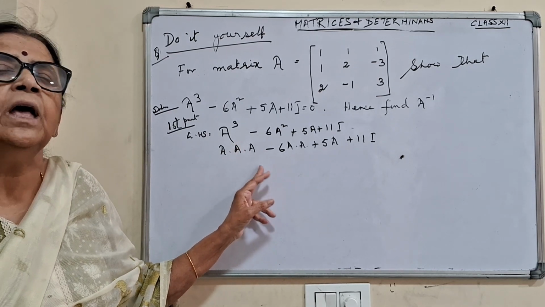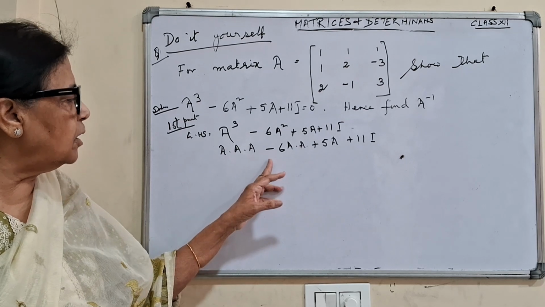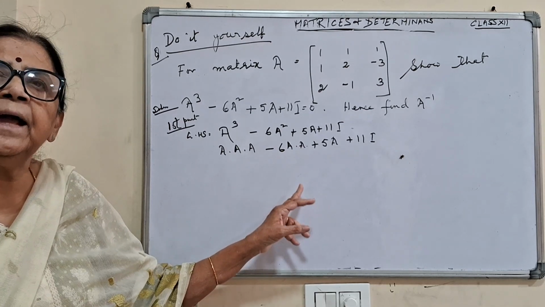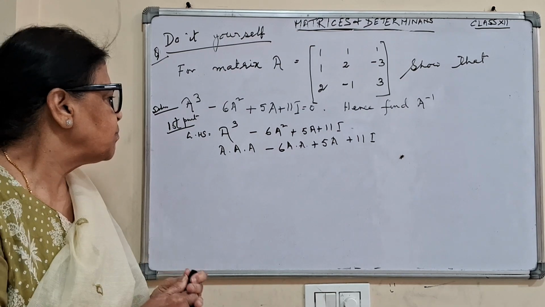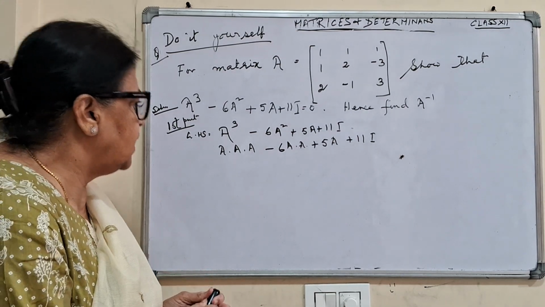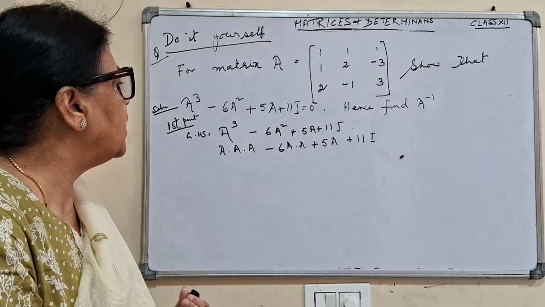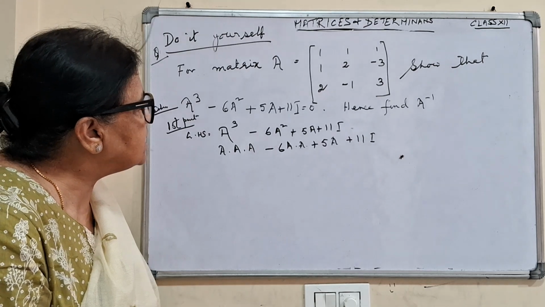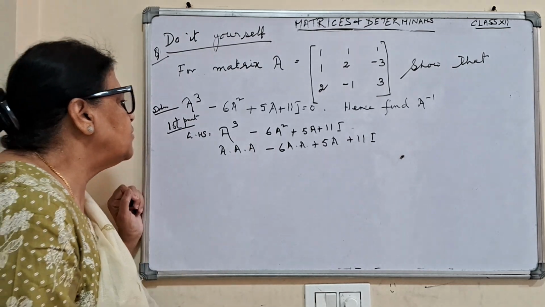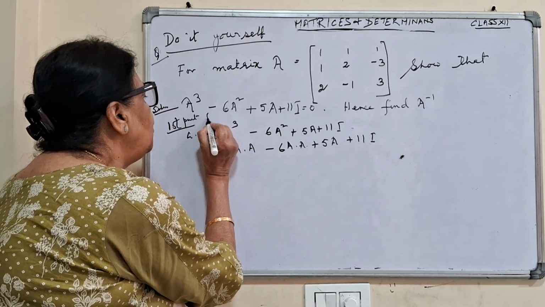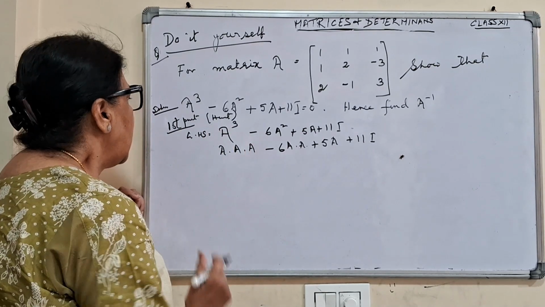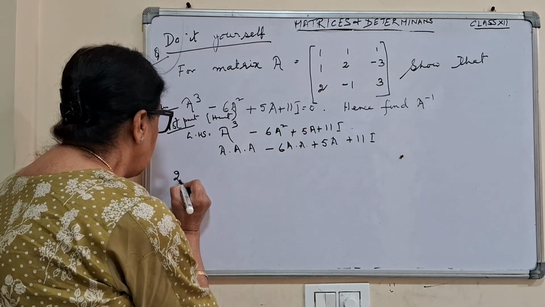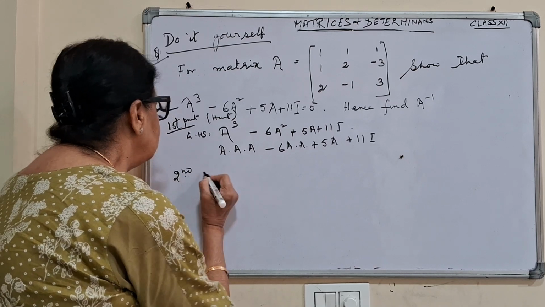Multiplication, you have to be a little thorough. And here also 6A square, A into A, plus 5A, plus 11I. This I am giving you as a hint. And the second part also, I'll give you a hint.